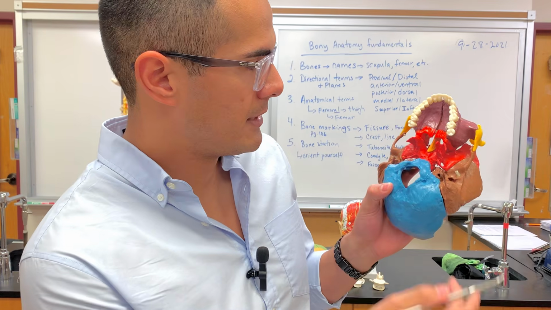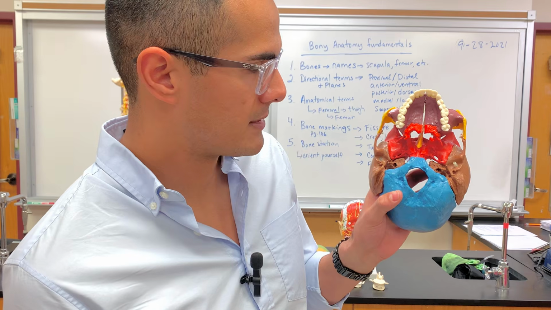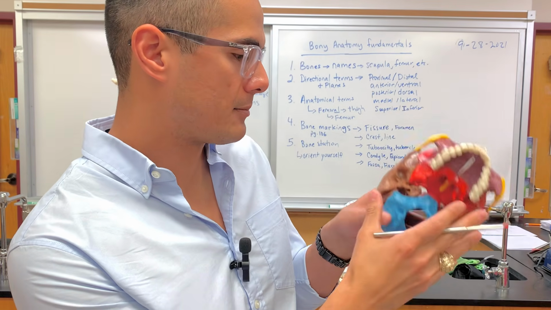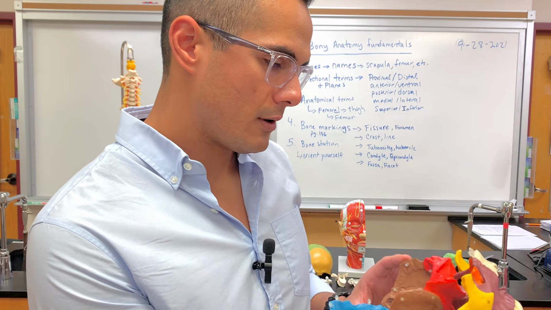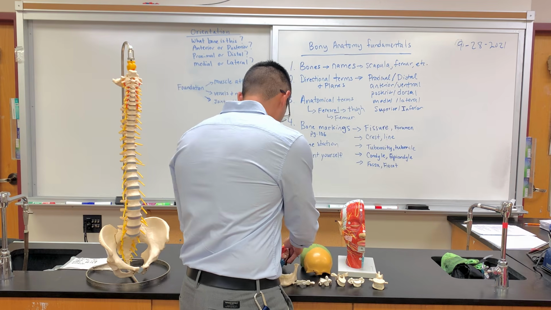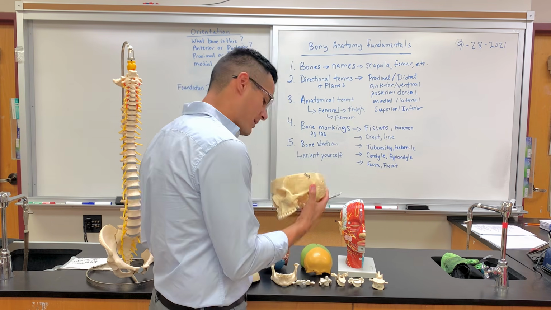And then if you look here, this is the maxilla, and then this in red is the palatine bone. So this is the hard palate that forms the mouth. Okay, so I think that's most of the structures here. So now we've already identified most of that bony anatomy.